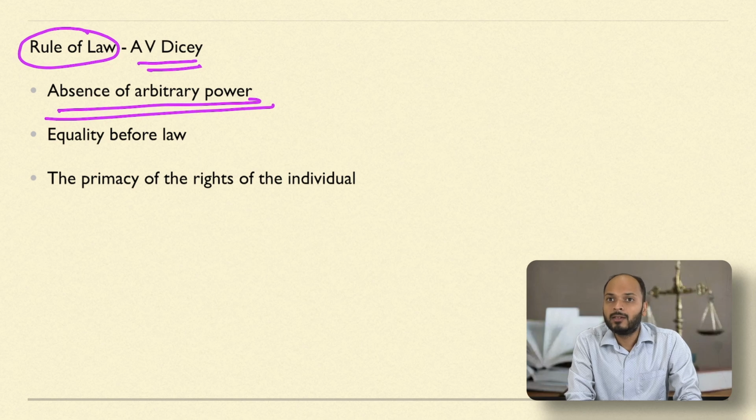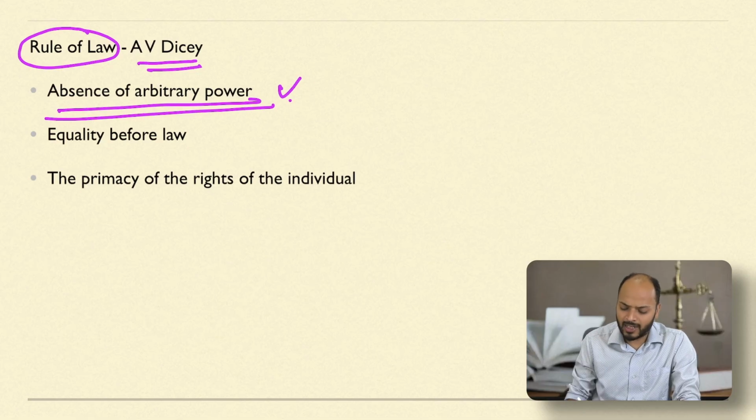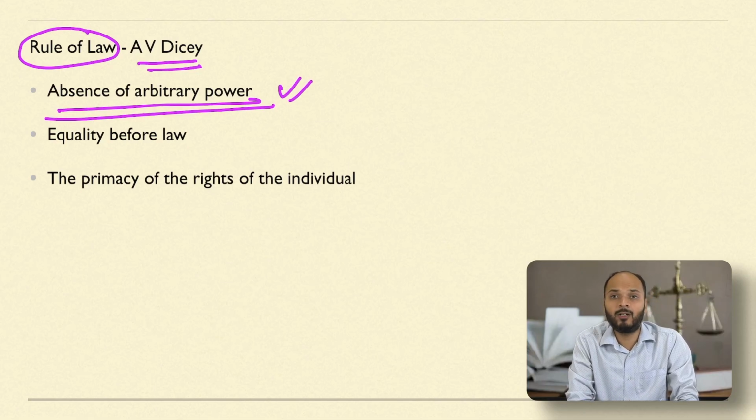What does it mean? That a person can be punished by the state only for violation of a law. If a law is not passed by the state, and a person has acted in a manner which till now has not been declared a crime by the state, then that person cannot be punished, right? Only for violation of a law can a person be arrested or punished, not otherwise, not arbitrarily. That is the first aspect of rule of law.